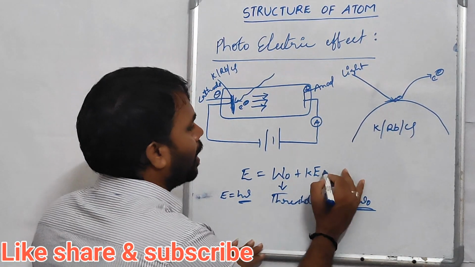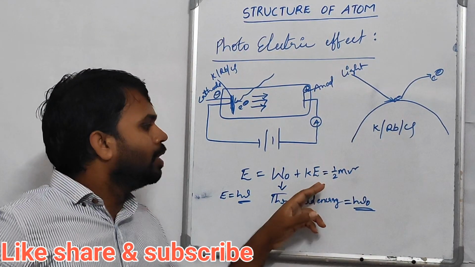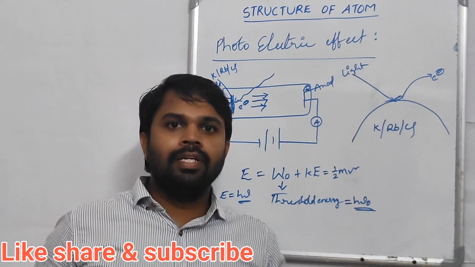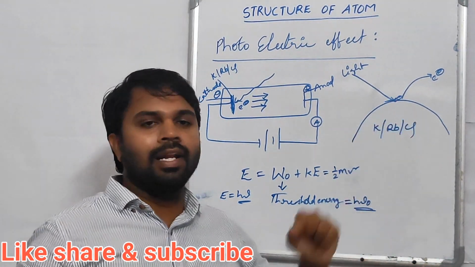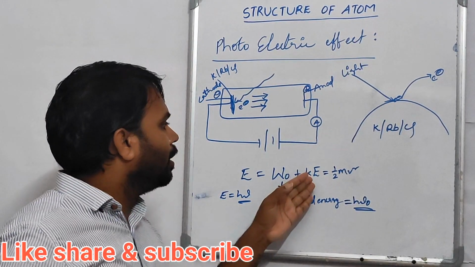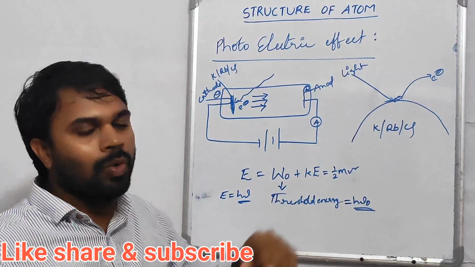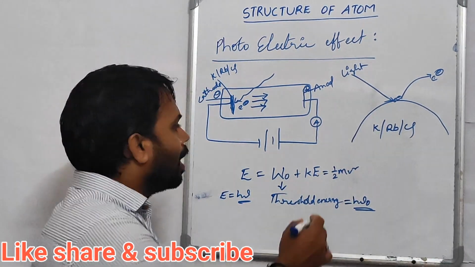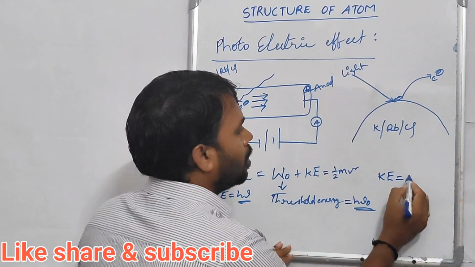Now, this is kinetic energy, that equals half mv square. A part of the energy in the incident light is used for ejection of the electron, and the remaining part of the energy is used for increasing the kinetic energy of the electron. Then only the electron will move. The kinetic energy is directly proportional to the frequency.